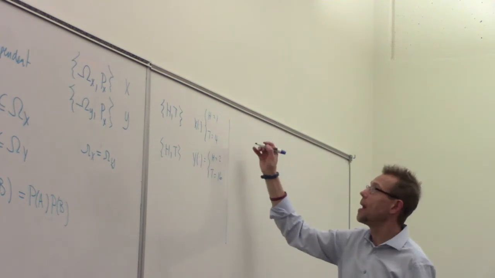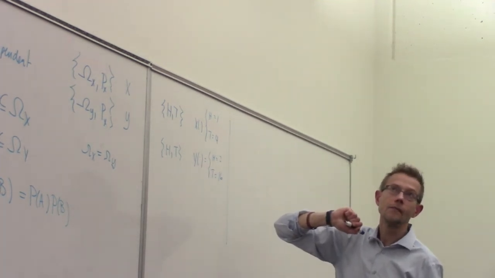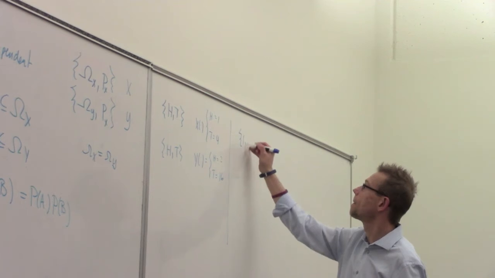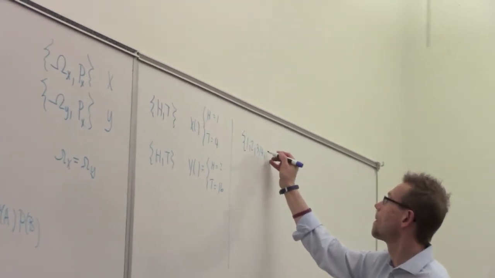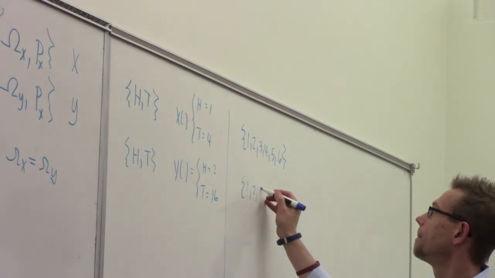Or imagine the following, imagine I have a 6-sided die, and I have an 8-sided die.